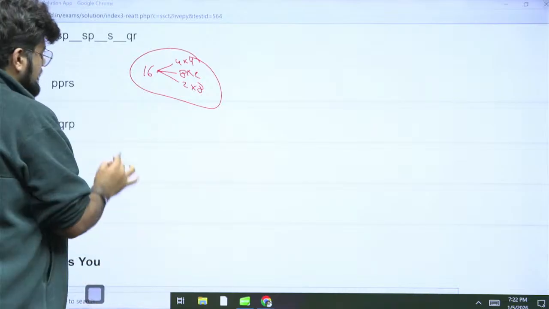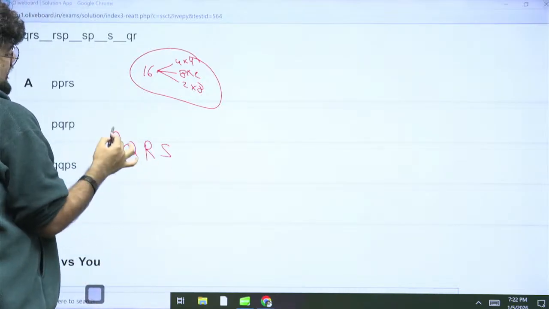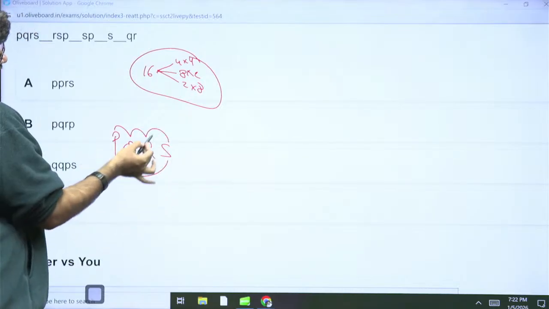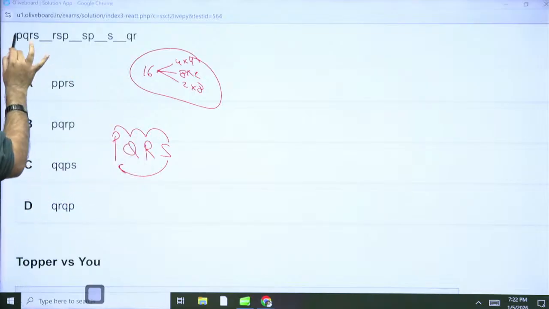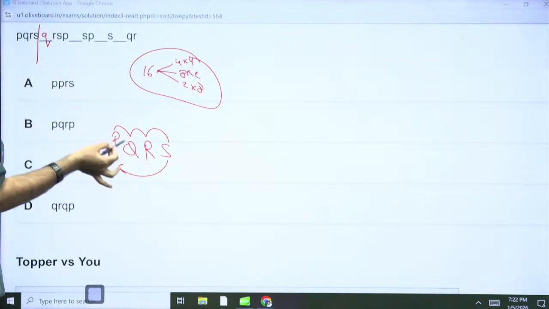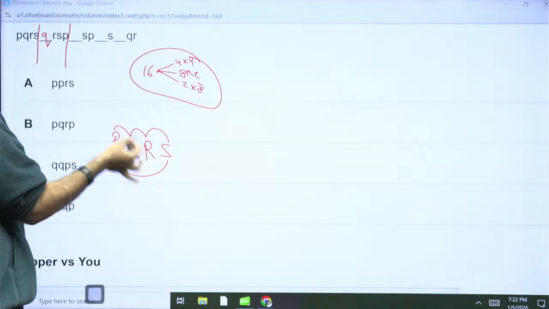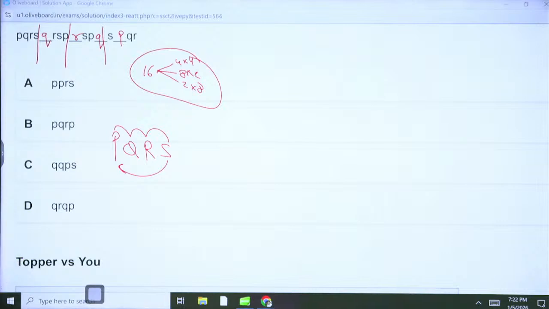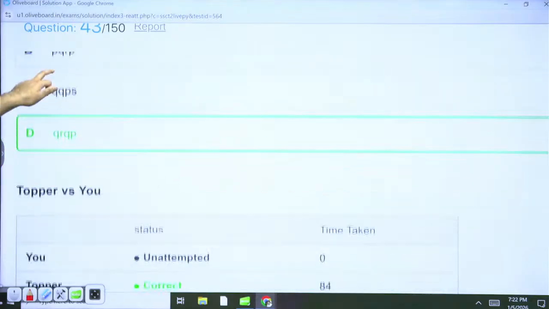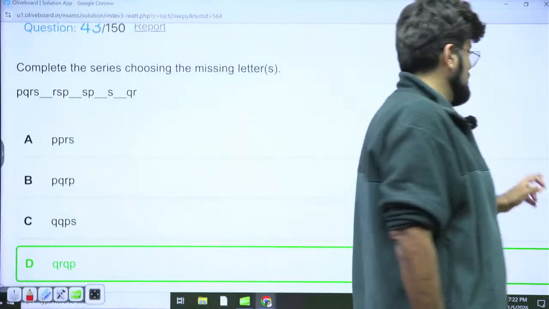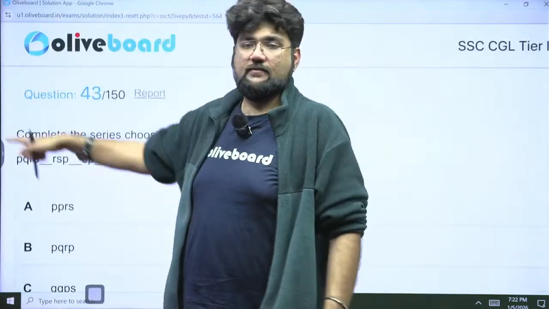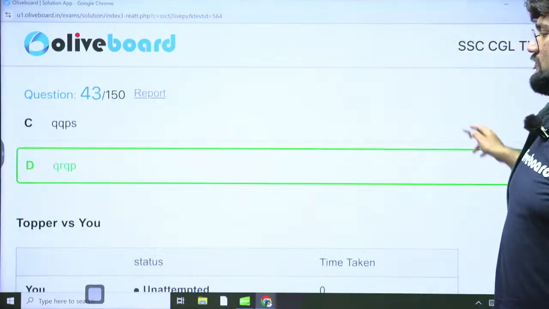But if you observe it this way, this is also one more strategy which you guys miss. It is a cycle. PQRS, QRSP, RSPQ, SPQR. Look at that. PQRS, QRSP. Now the next is R, RSPQ, and we have SPQR. So QRQP is the correct answer, which is option D. Cyclic movement, 84 seconds. You should know this. Cyclic movements are very common. So we will always be completing this cycle and moving ahead. That's how repetition works.